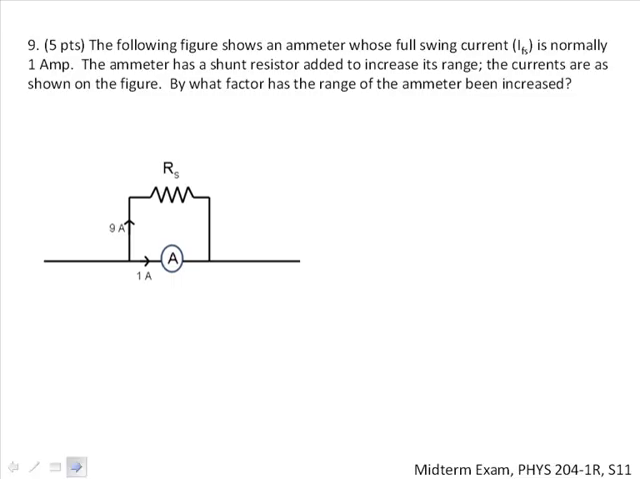Following figure shows an ammeter whose full swing current is normally 1 amp. The ammeter has a shunt resistor added to increase its range. The currents are shown in the figure. By what factor has the range of the ammeter been increased? Now, you want to know what is the total current, and the total current coming in here is 10 amps. So now this ammeter, which has a shunt resistor added to it, instead of reading a max of 1 amp, it's reading a max of 10 amps. So it has a 10-fold multiplication.